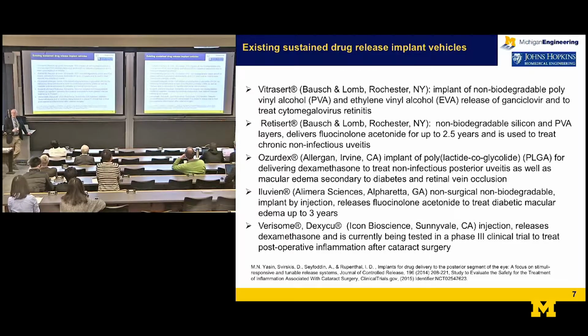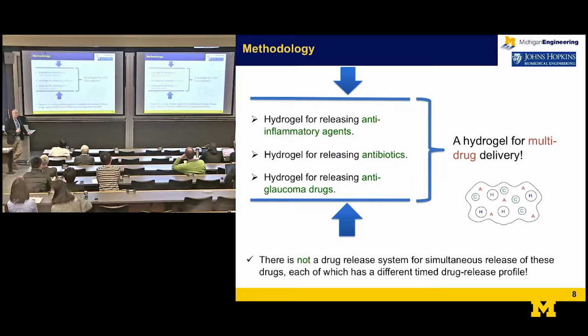Many of these, some of these at least, have a problem that they're not biodegradable, so surgery is required to remove the vehicle at some point. And others, none of them really release more than one drug at a time. So what our interest was is to develop a vehicle that can release multiple drugs, particularly 3 drugs, in a single vehicle. And the targets here were an anti-inflammatory agent, antibiotic, as well as an anti-glaucoma drug in the same vehicle. Each of these has a different time release profile that's desirable for therapeutic effects.